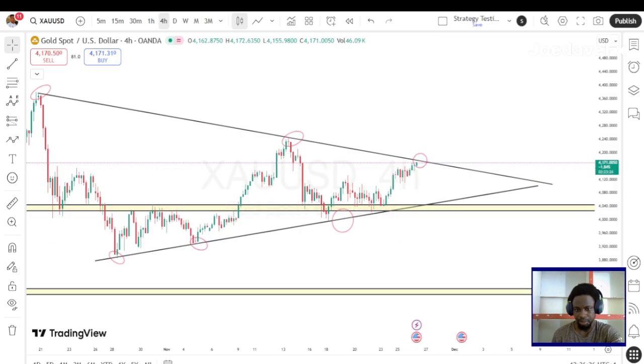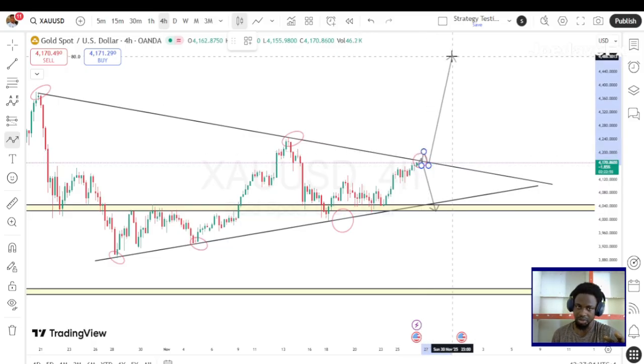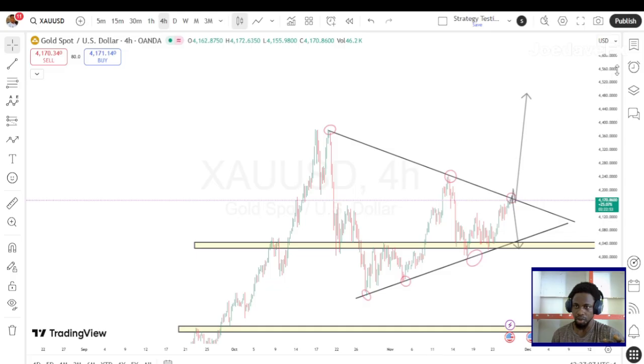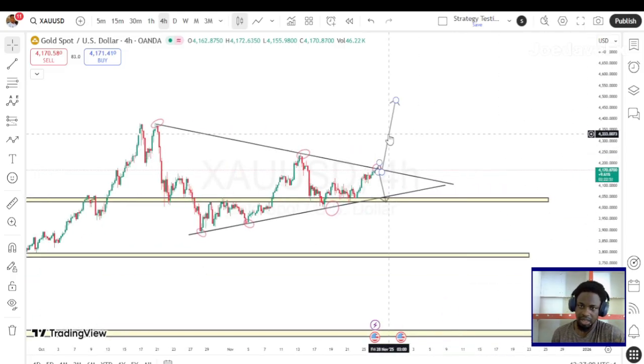This particular touch here, I'm expecting a drop to this point. But if that doesn't happen, you have to remember that the market is reactive, not predictive. So if that doesn't happen, and we see a nice break above here, then I may consider switching my bias to bullish, expecting more bullish moves on gold, or a retest here, and then taking it higher. So this is exactly what I'm expecting with gold.